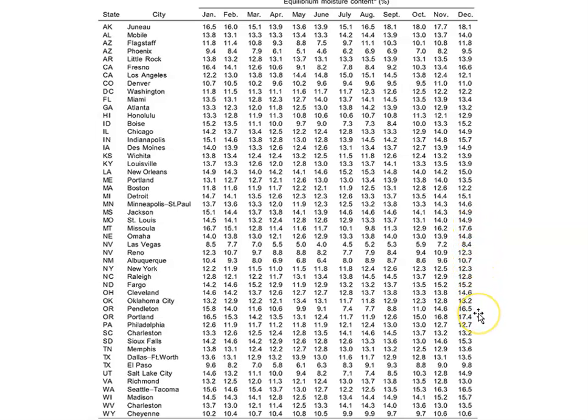We see some others that are also in Oregon, up in the high teens. So a lot of northwest cities perhaps have particularly high moisture content, not surprisingly. And then if we go down to Arizona or Las Vegas or El Paso, is that El Paso? Yes. Then we're down in single digits. So again, depending on where a project is located, obviously these numbers change greatly.